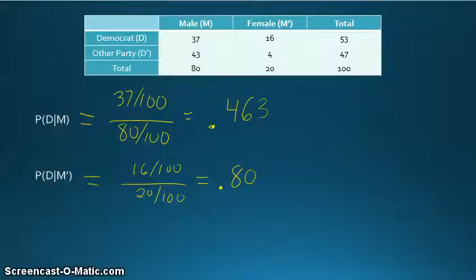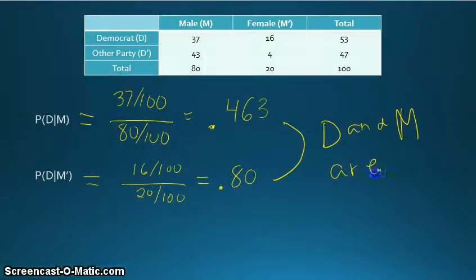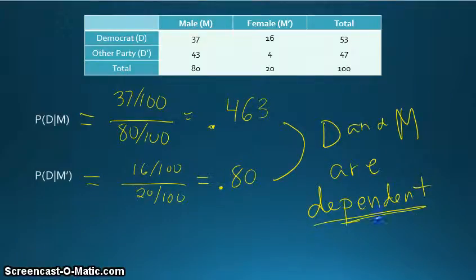These are not independent, and we call not independent events dependent events. So here we go. These two events, D and M, are dependent. When things are not independent, we call them dependent. Let's look at another example.